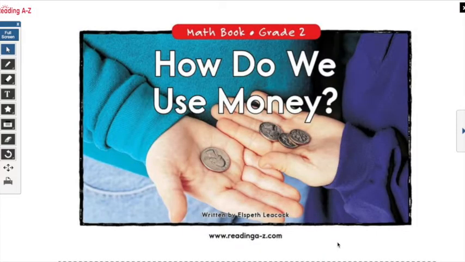We're learning about money again. We learned some about money yesterday, and today we're going to learn more about how to use money and how to count money. This book says, "How do we use money?" We're not going to read the whole book today. We're just going to read about half of the book because that's all we need to learn for today's lesson about how we use and how we count money.